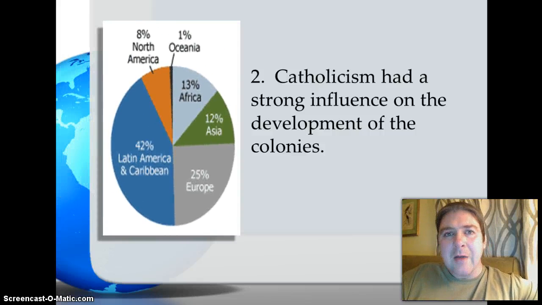Okay, and the modern day legacy, as we see today, that of Catholics in the world today, 42% of all Catholics in the world today live in Latin America. Okay, the region that we're taking a look at here, a region which 500 years ago would have had no Catholics, now accounts for close to half of all the Catholics in the world. Just another example of what influence Catholicism had on this region.